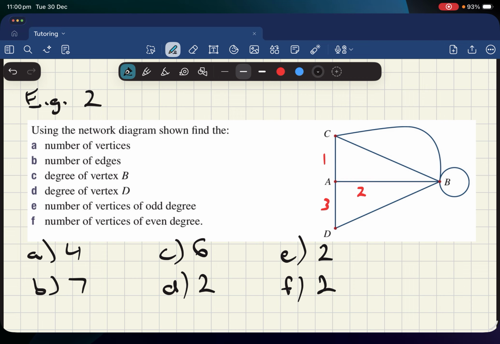So we're just getting used to navigating these network diagrams, identifying what vertices are, identifying the number of edges, and then finding the degree of all of our vertices.